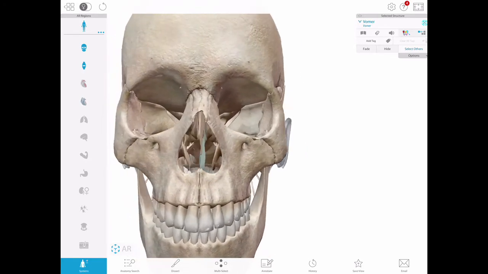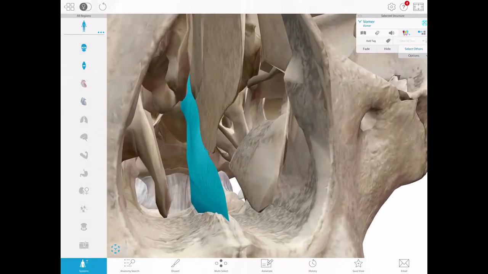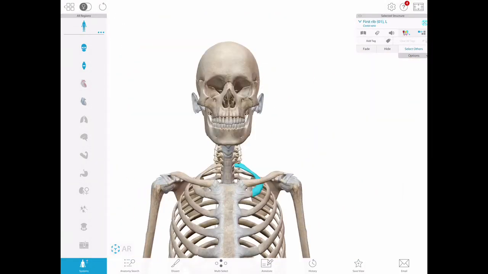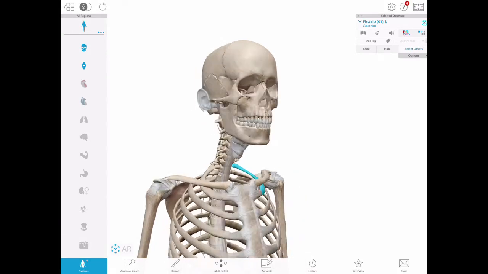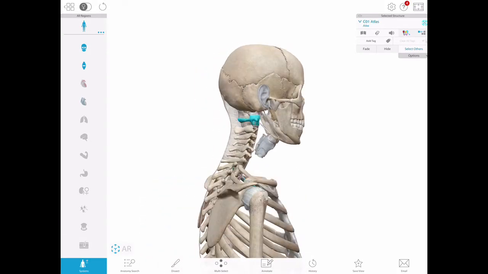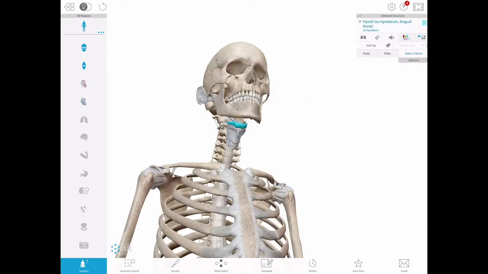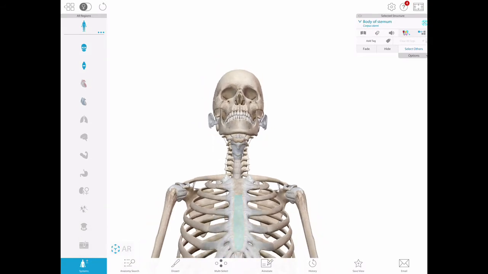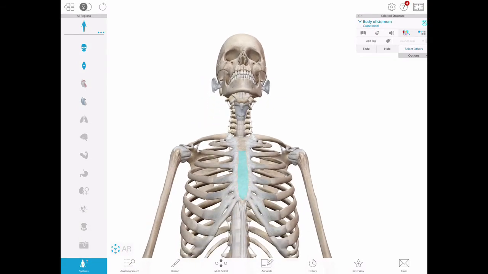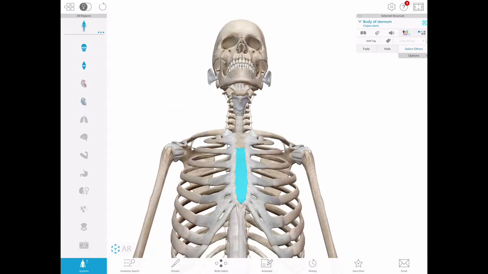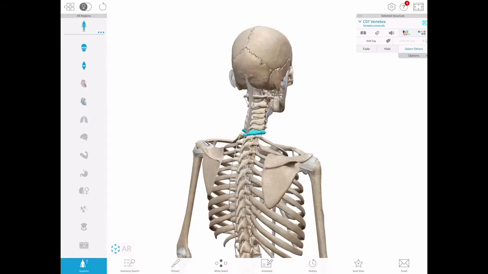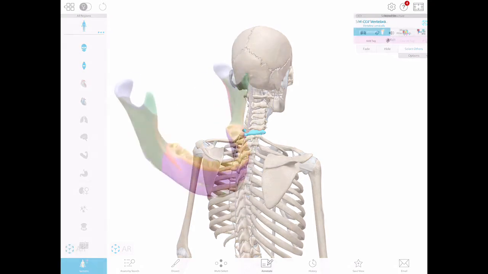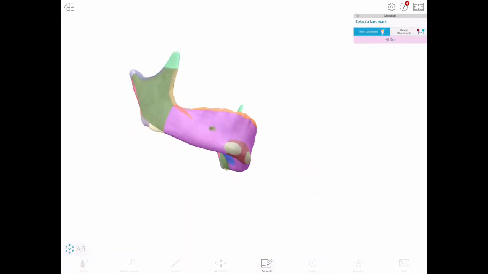Vomer. First rib. Atlas, axis. Hyoid bone. Sternum. Vertebrae prominence, C7.